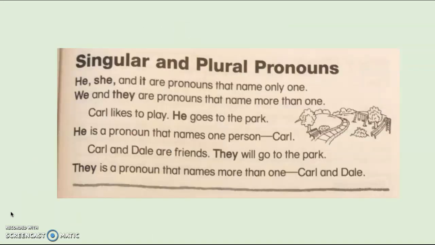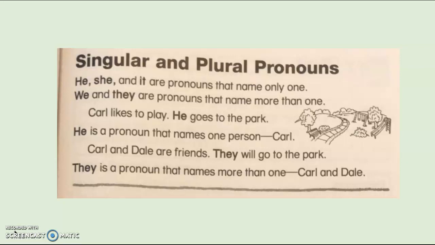Let's look at this worksheet together. So, follow along with me. Put your finger on the word singular. This is where I'm going to start reading. Singular and plural pronouns. He, she, and it are pronouns that name only one. We and they are pronouns that name more than one.